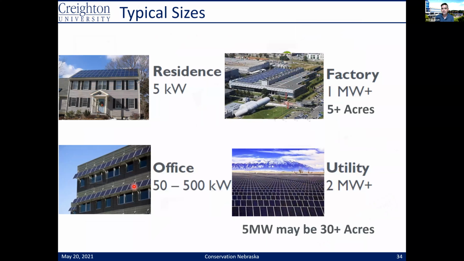There are a variety of sizes, right? So the residential scale, again, is about 5 kW. The factory is going to be more like a megawatt. And to give you a sense of size, a megawatt takes about 5 acres of land. Utility scale, there are two 5-megawatt systems in Nebraska that I'm aware of. Those can be in excess of 30 acres, so they really start to take up some space.